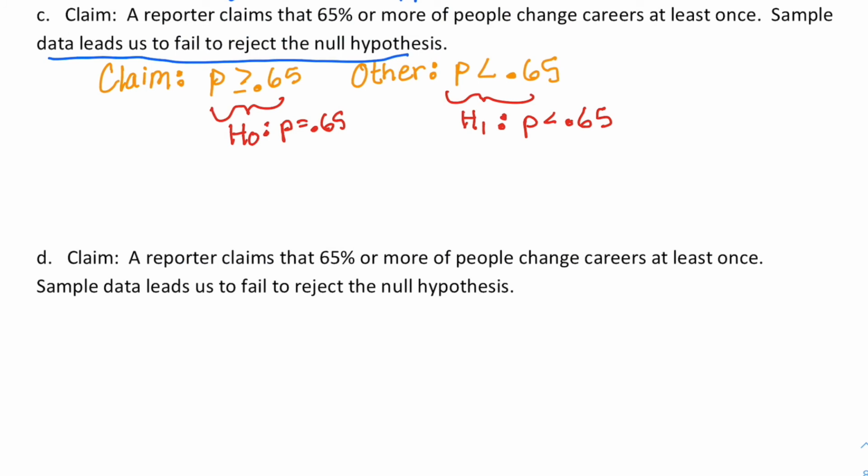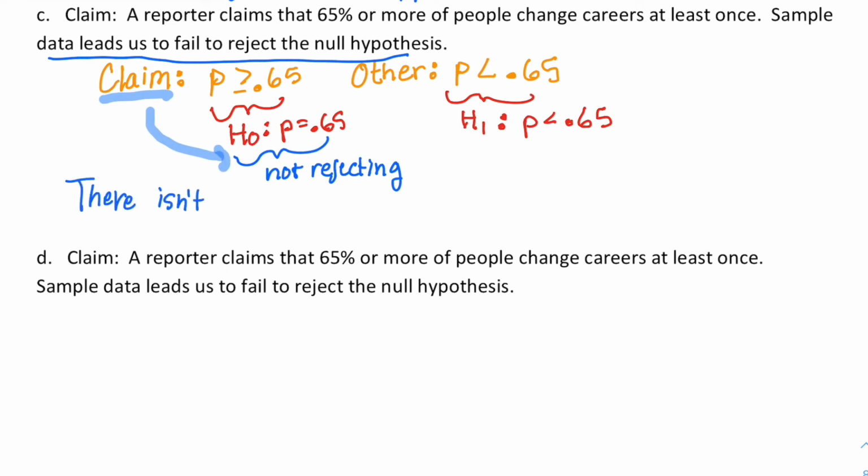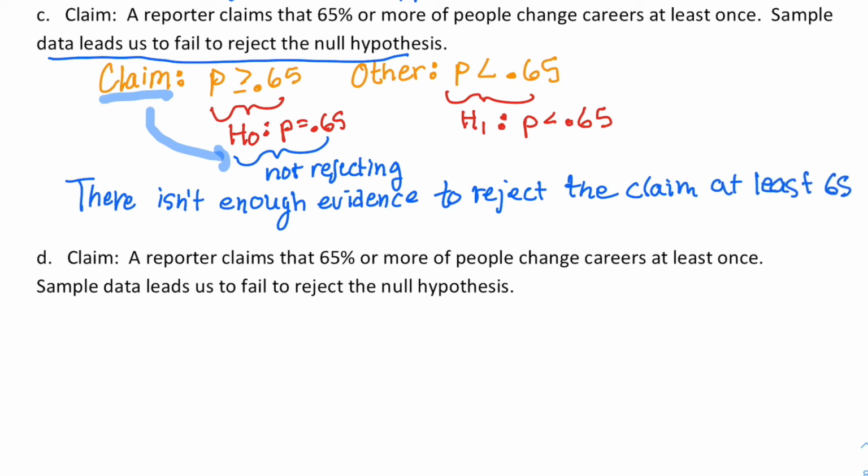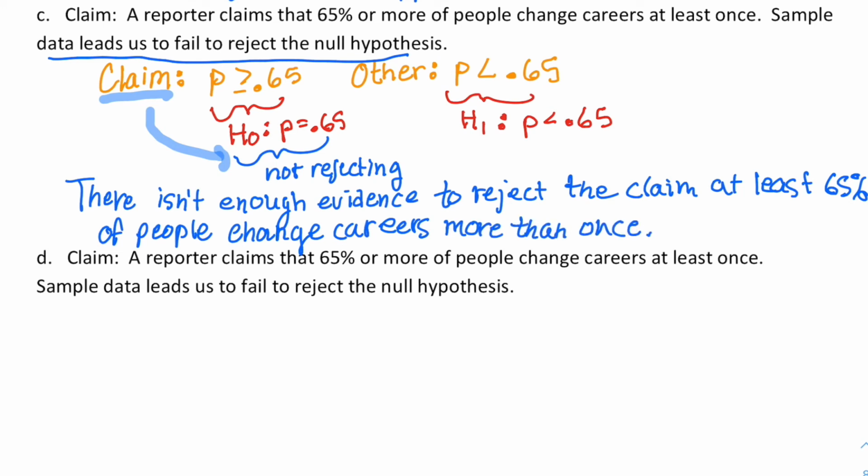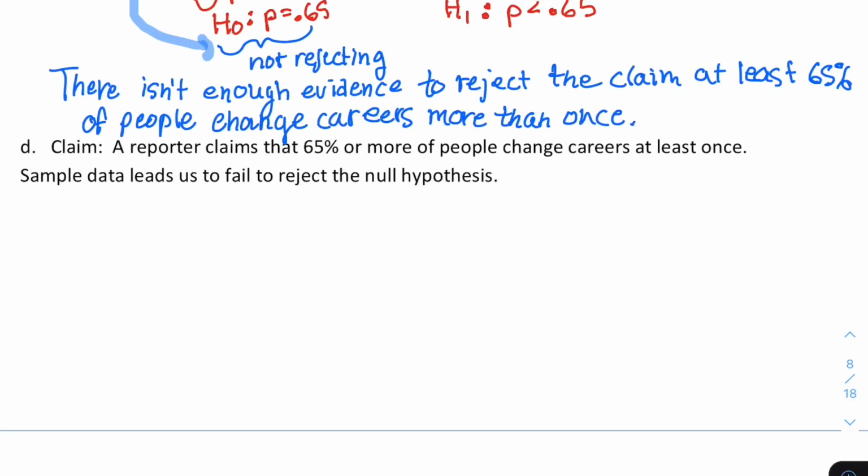Data is causing us to not reject the null hypothesis. So if you look at what that means about my original claim, well, my null hypothesis this time corresponds to my original claim. So saying I'm not rejecting the null hypothesis is the same thing as saying there isn't enough evidence to reject my claim. So there isn't enough evidence to reject the claim that 65% or more of people change careers at least once. Now, people always ask me, well, I'm saying there's not enough evidence to reject it. Isn't that kind of saying that I support it? Not exactly. Saying there's not enough evidence to reject something doesn't necessarily support the fact that it's true. I just don't have enough info to cause me to reject it, so it's a little bit weaker.